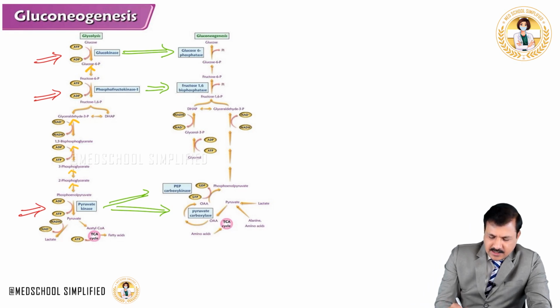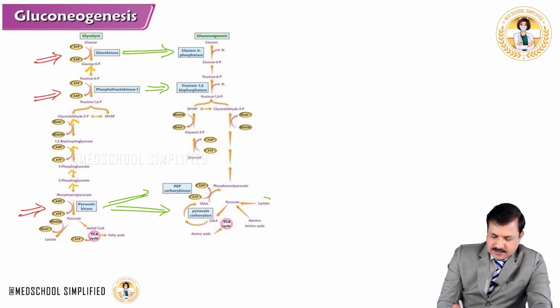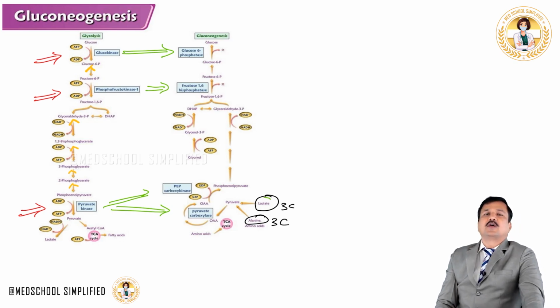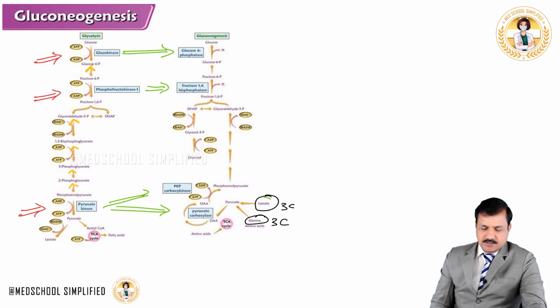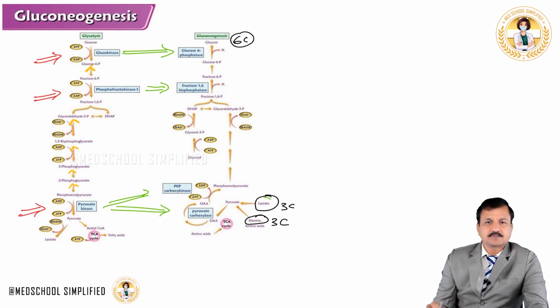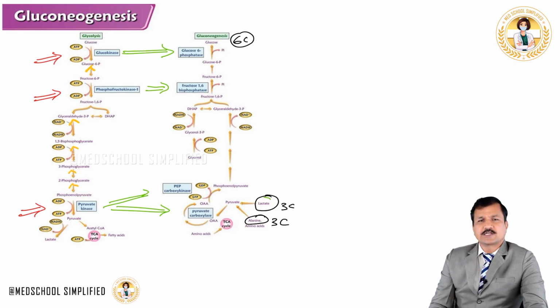Now let's take the precursors for gluconeogenesis. One is lactate. Lactate is a 3-carbon molecule, and alanine comes from skeletal muscle degradation, protein degradation. So alanine can also contribute 3 carbons going into gluconeogenesis. Now note that glucose is a 6-carbon molecule. So in order to make a 6-carbon molecule, we need to get two 3-carbon molecules.